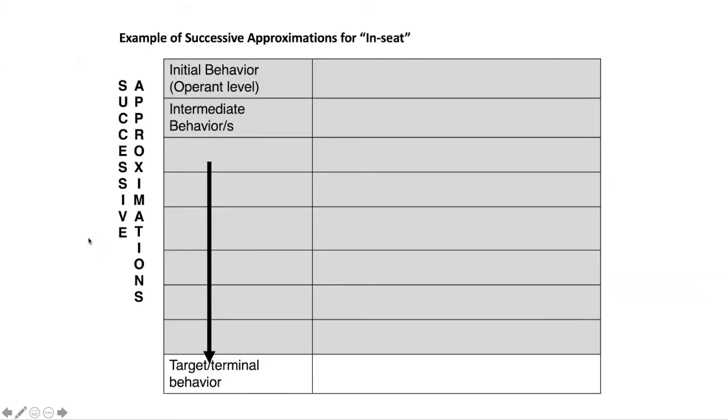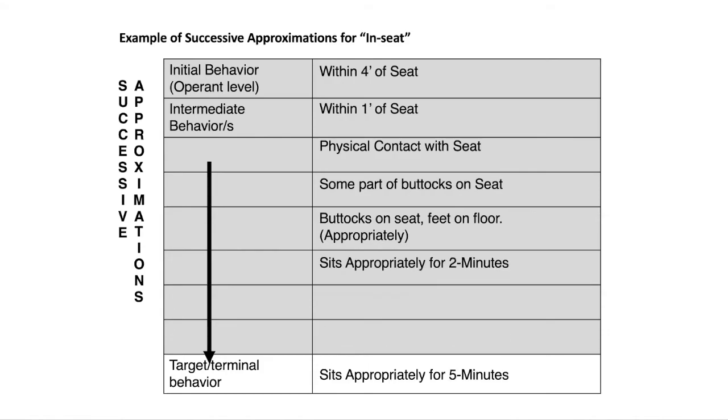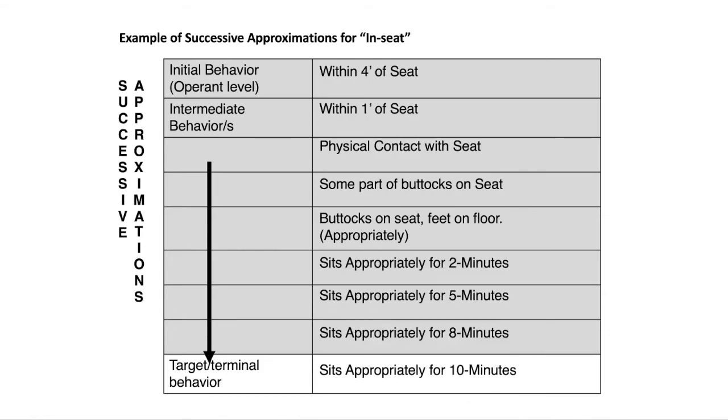So here's an example of successive approximations for in-seat behavior. So if we're thinking about getting an individual to sit down at the table for our discrete trial session, we need to have an individual be able to sit in the seat to be able to do the discrete trial. And one way that this might look, if we look here on the left side, we have our successive approximations. We have our initial behavior, the operant level, all the way down to the terminal behavior. And if we look, we see these successive approximations as we move all the way down to the target goal or terminal behavior. So at first, the initial behavior, the operant level of this in-seat behavior was being within 4 feet of the seat.